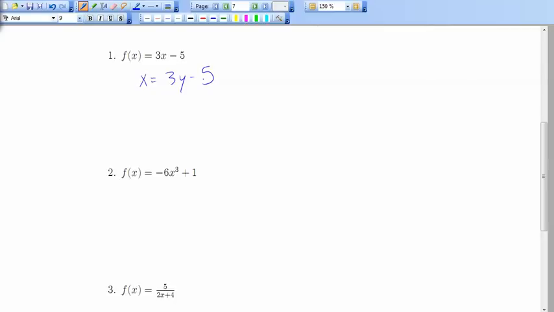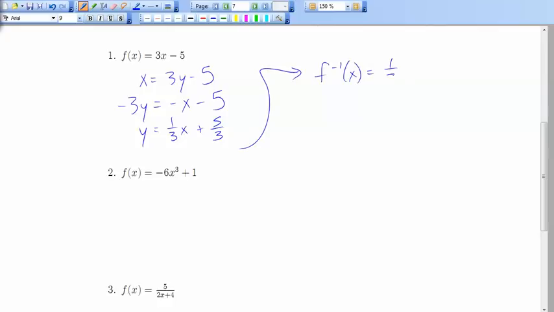And then I'm going to isolate y. So I'll bring my term involving y over to the left, bring my term involving x over to the right, and isolate the y. Okay? So that means that f inverse of x is also a linear function, but has a different slope and a different y-intercept. Okay? How about number 3 down here?